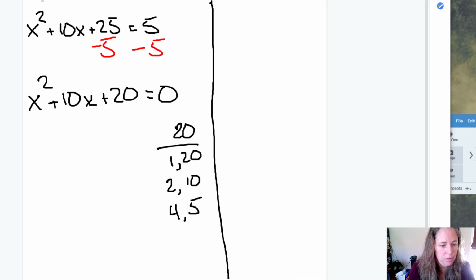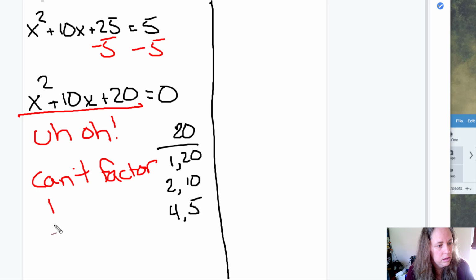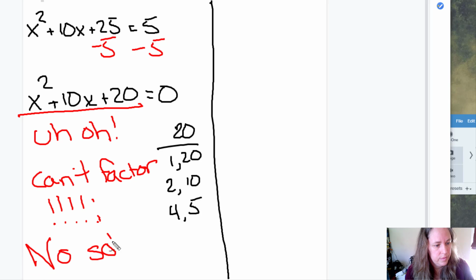So we have over here a trinomial. We can't factor it. Does that mean there's no solution to this equation? Huh, I wonder.